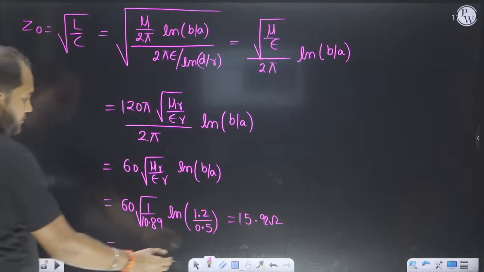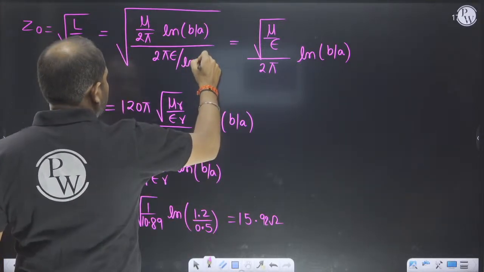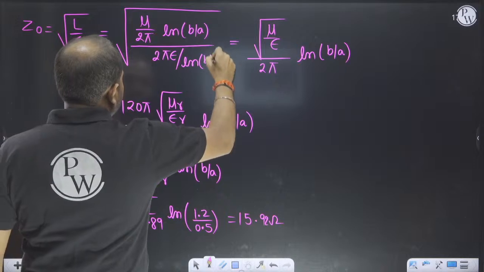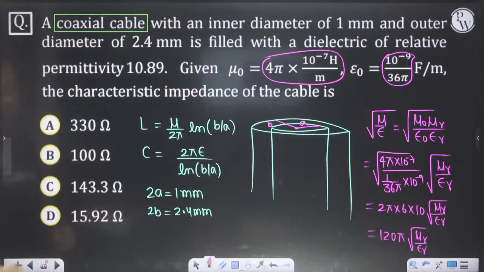It is a very easy point. ln b by a, sorry, here ln b by a. So it is a very easy question. You can solve this. So our answer will be 15.92. D is the answer.